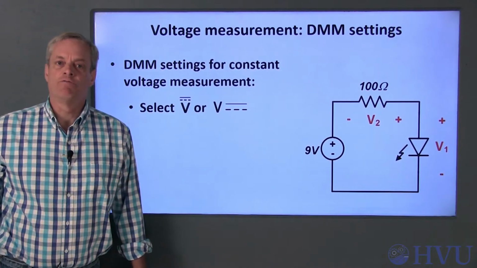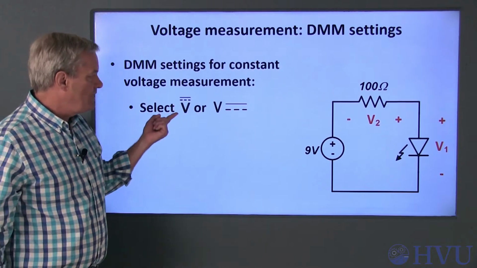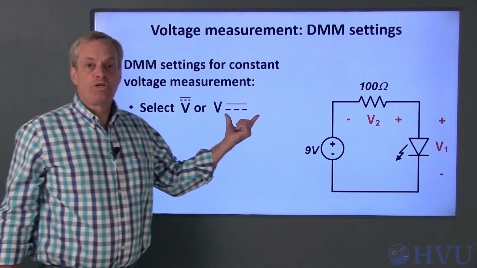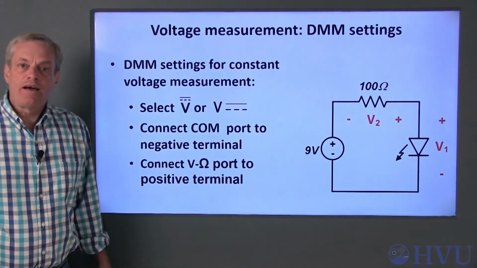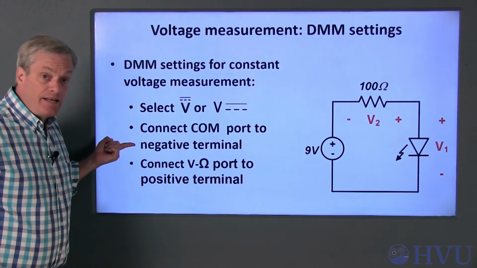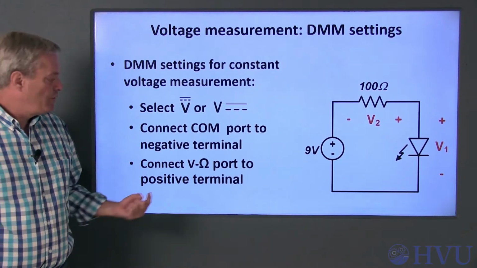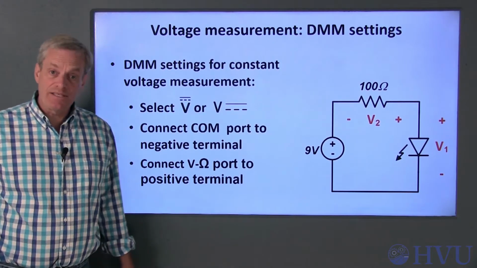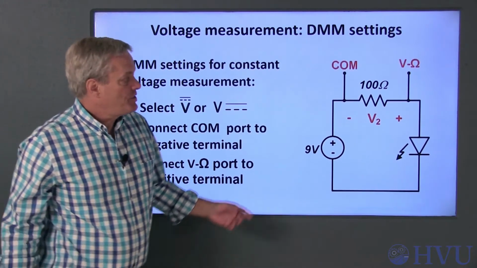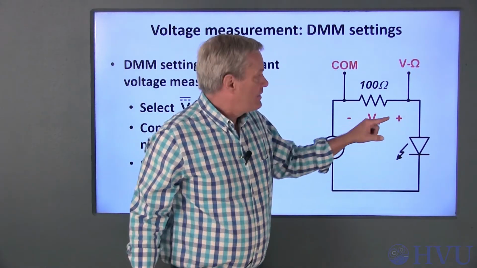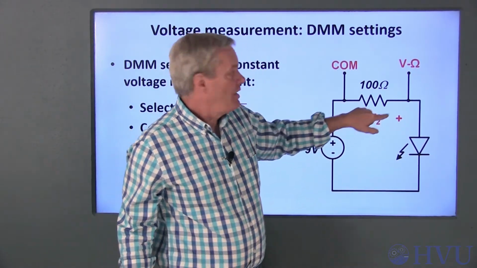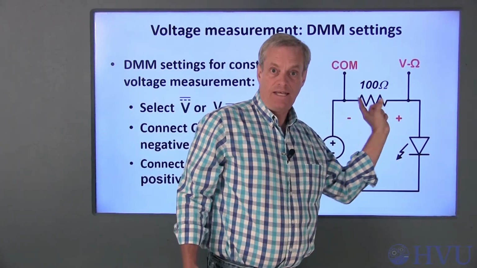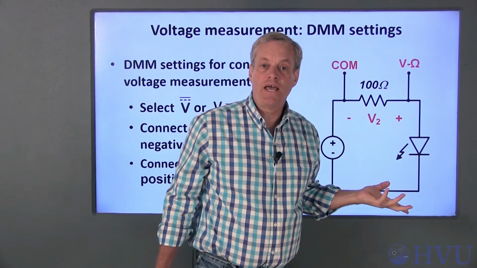To measure a constant voltage, the selected function has a V with a solid and/or broken bar either above it or to the right of it. You connect the COM port to the assumed negative voltage terminal, and the port labeled with a V and usually an ohm sign is connected to the assumed positive voltage terminal. So to measure the voltage V2, connect the COM terminal to the negative terminal and the volt ohm port to the positive terminal. If you swap these leads, the sign on the measured value will change.